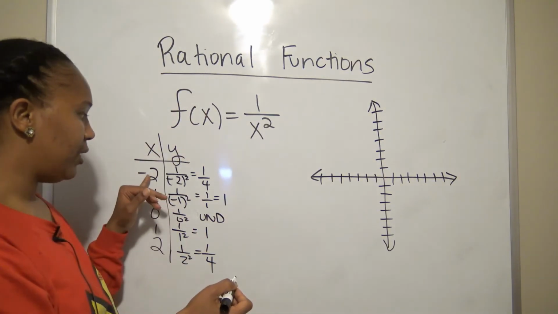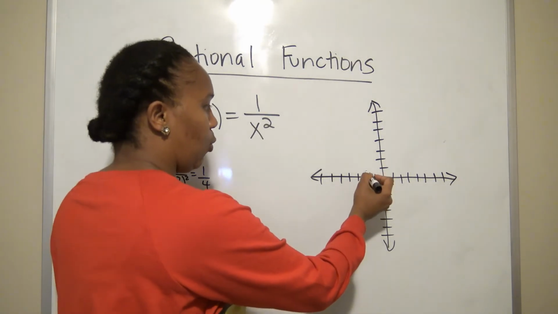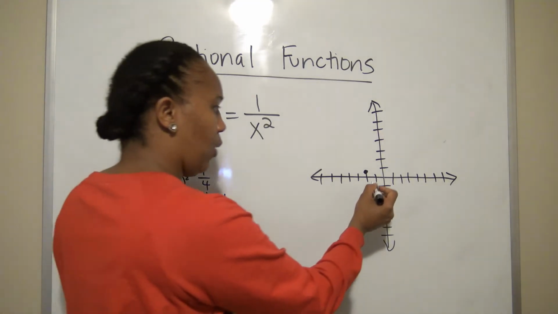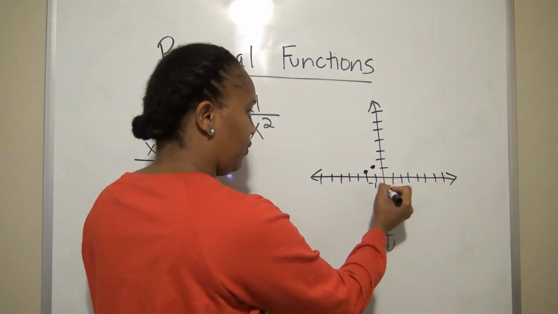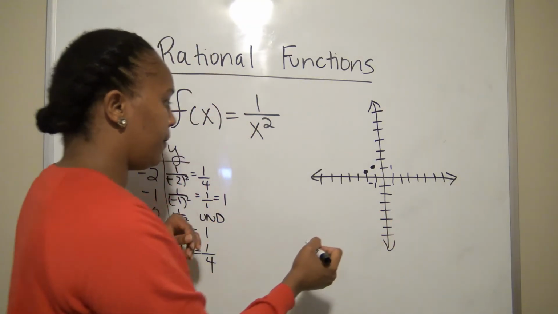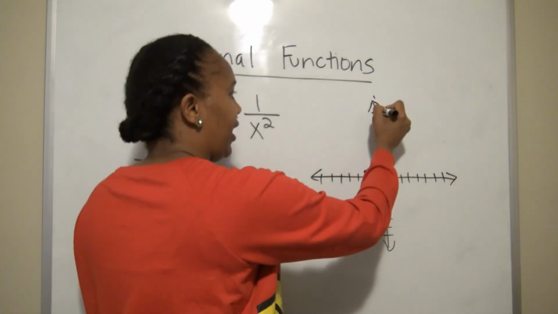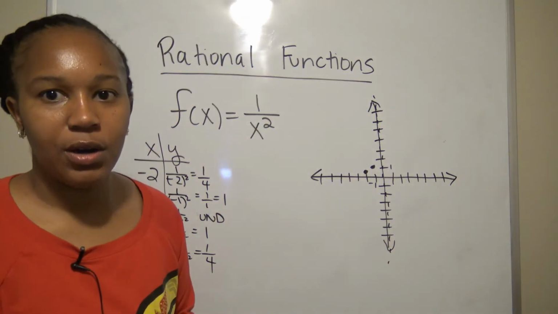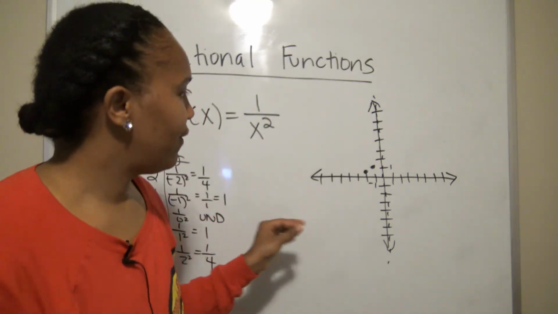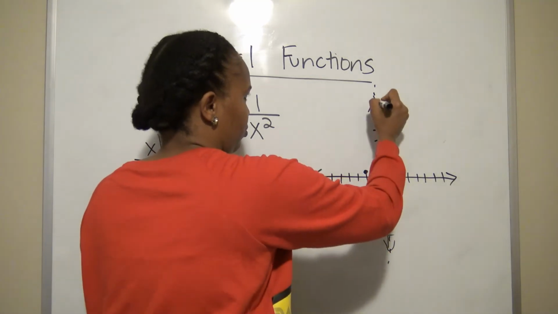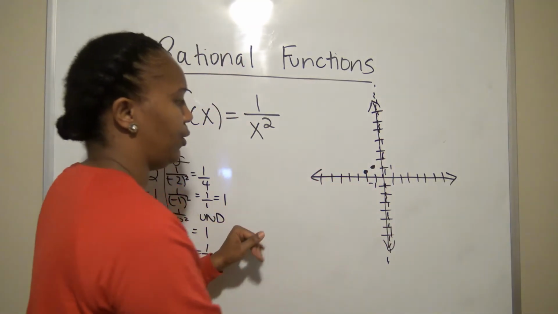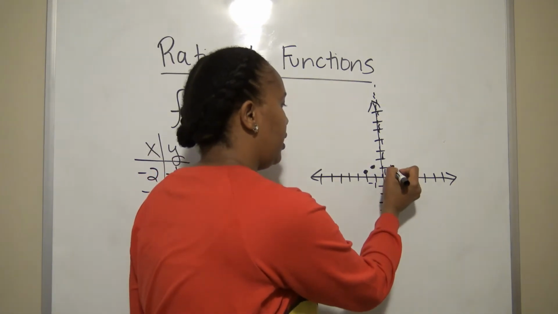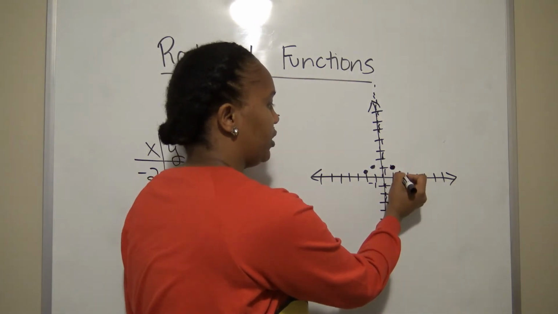So now if I were to plot those points at -2, I'll be at 1/4, which is about right there. At -1, I will be at 1, which is here. That's -1, 1. At 0, I have another asymptote because it's undefined. So there's a vertical asymptote there at 0, and that's a dashed line. I don't know if y'all can really see it, but I'm making a dashed line wherever there's an asymptote. At 1, we'll be at the point 1. And then at 2, we're at 1/4, which is down here somewhere.